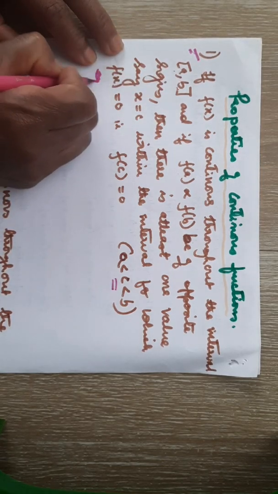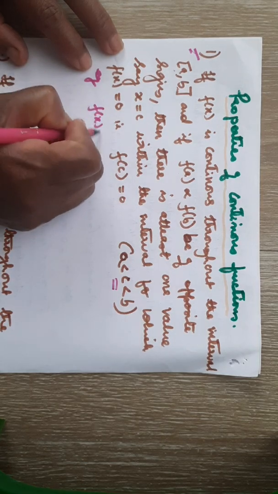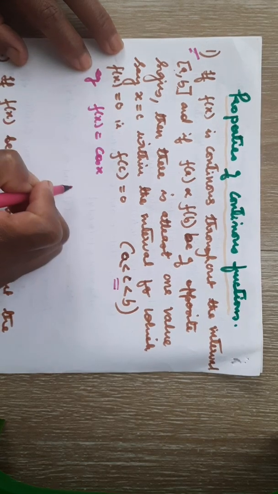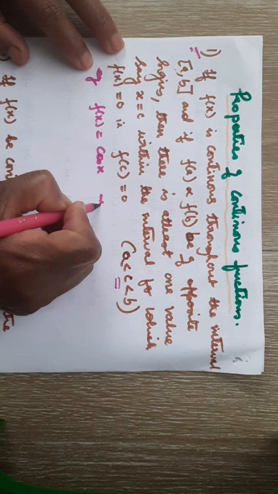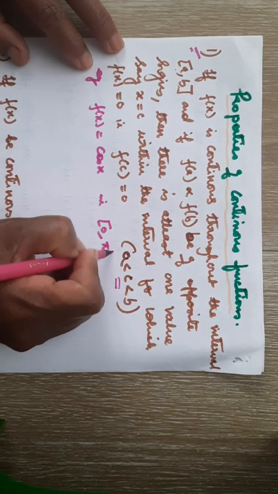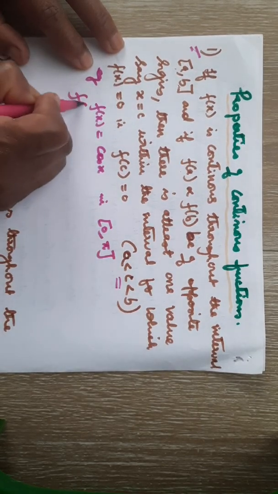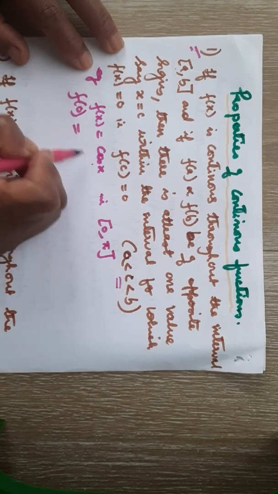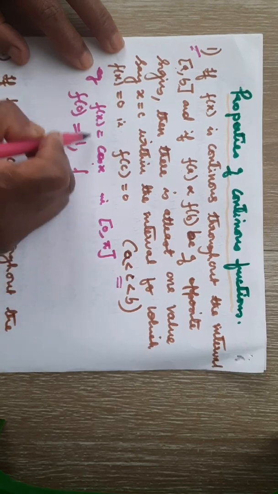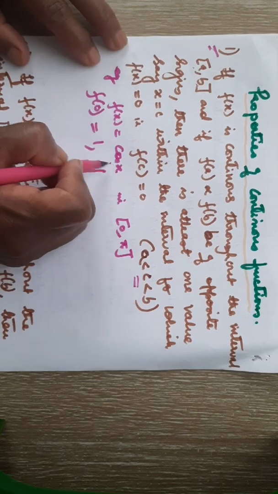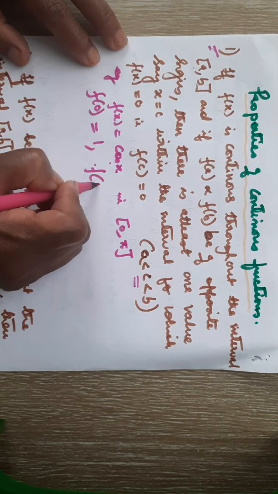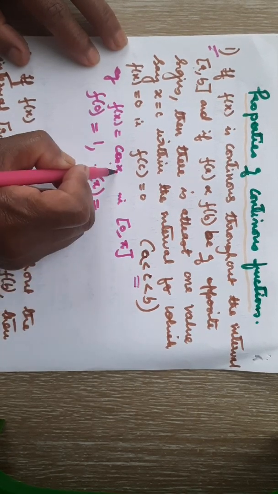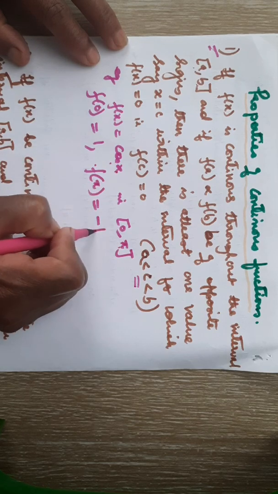Now for example, I can take this one. Take f(x) equal to cos x. We know that cos x is a continuous function in the closed interval, say 0 to pi. Now what is f(0)? f(0) gives you 1, because f(0) is cos 0 and cos 0 is 1. And what is f(pi)? f(pi) is equal to cos pi, and cos pi is equal to minus 1.